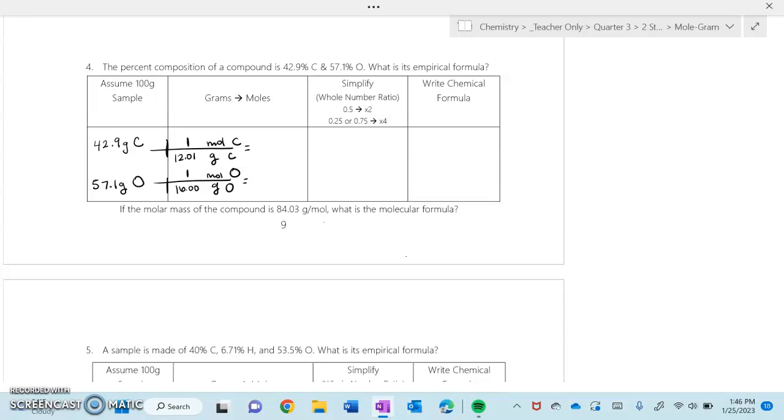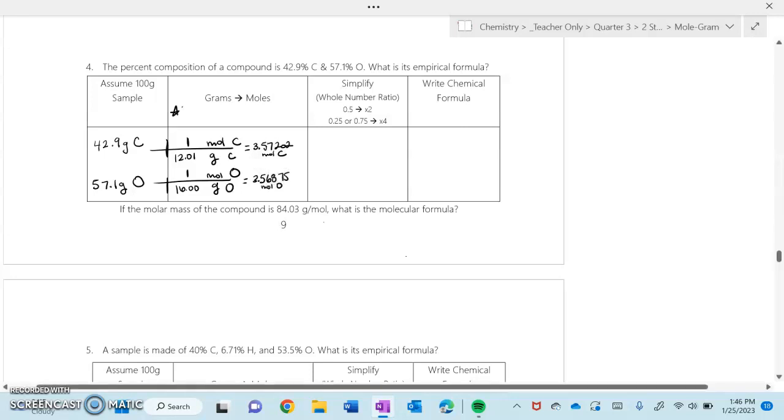Once I get this calculation, I should be able to eventually simplify this to a whole number. When I calculate this, I'm going to keep a handful of decimal places. So there's my moles of carbon, 3.57202, and my moles of oxygen, 3.56875. Neither of these is very close to being a whole number. We have a couple of ways that we can simplify this, and the first thing we usually do is simply divide by the smaller of the moles we just calculated. I'm going to put a note here because you're going to start with that every time.